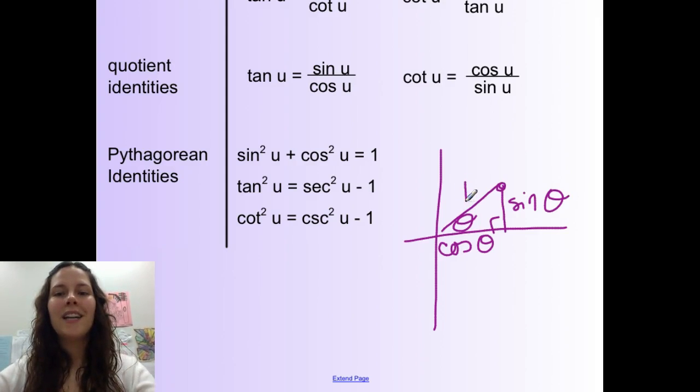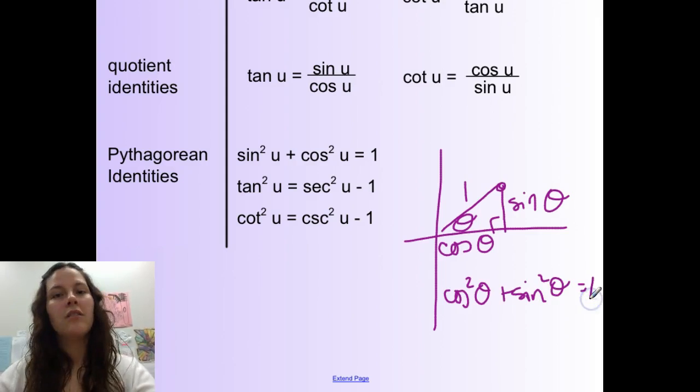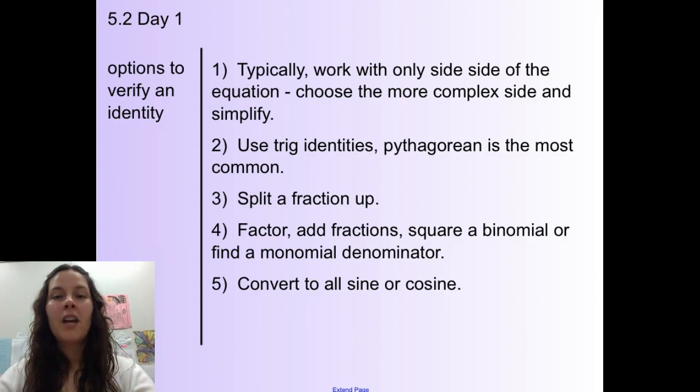If you look at setting up the Pythagorean theorem for this right triangle, you would have cosine squared of theta plus sine squared of theta equals 1, or 1 squared. Again, as I mentioned, the other two can be generated in a similar manner. What we're going to do is verify trig identities.